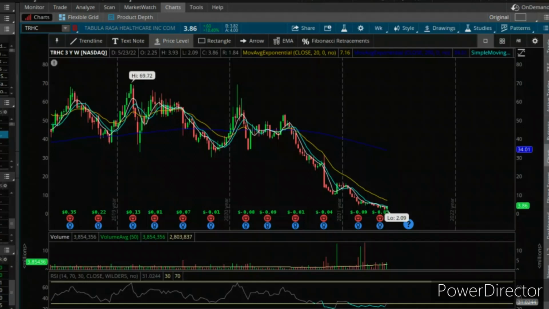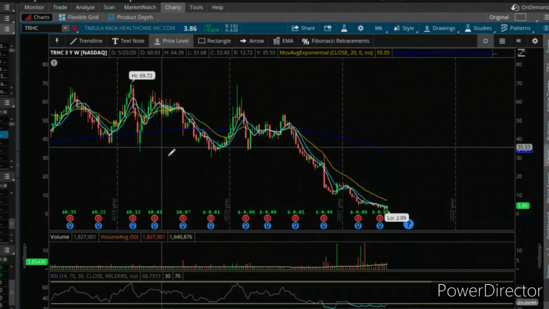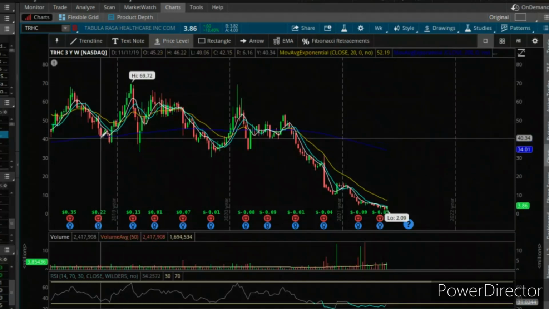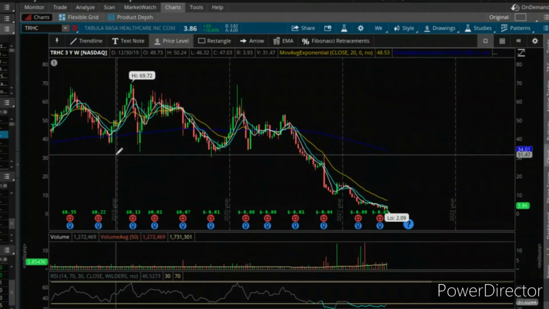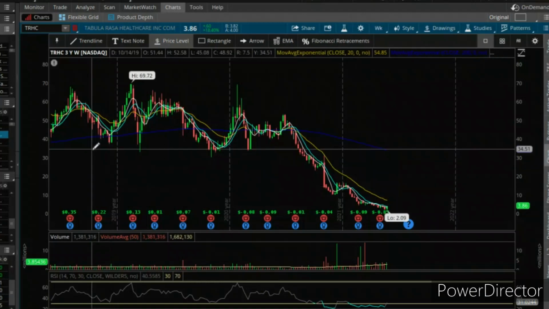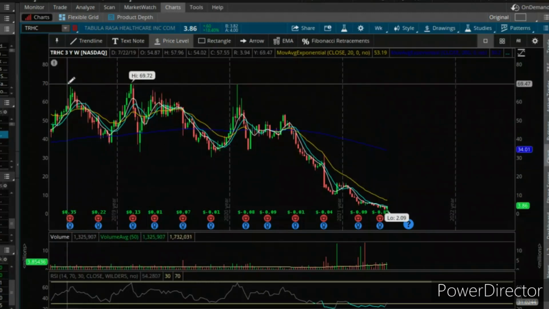First, we're going to go in here. What I usually like to do is go into a weekly time frame. And once you're in the weekly time frame, you can see the bigger picture. So usually what I like to do is create different zones.